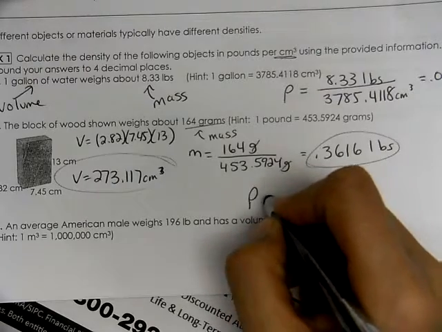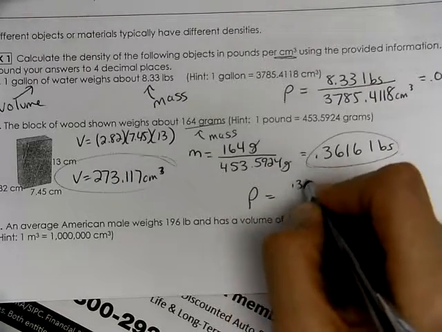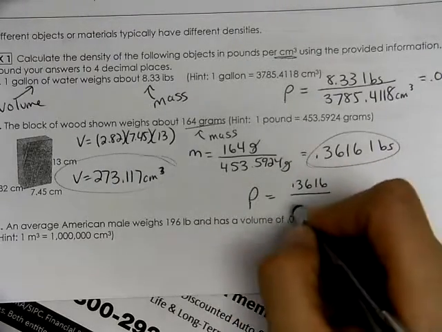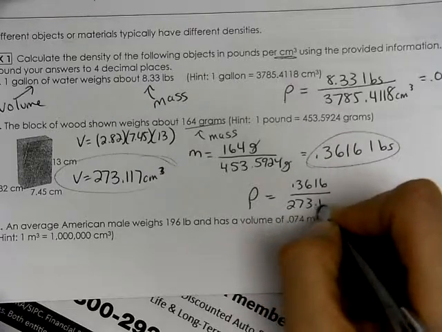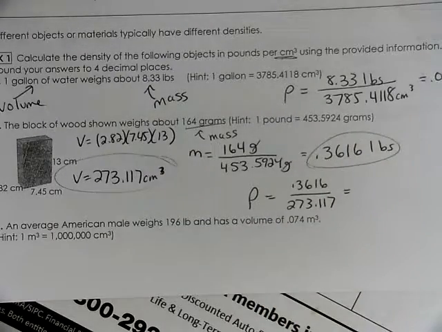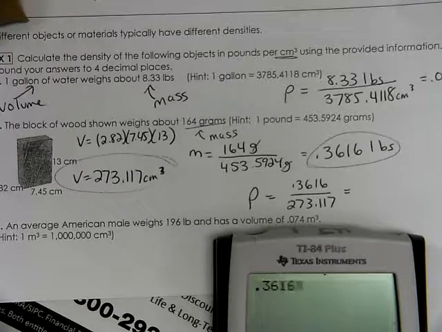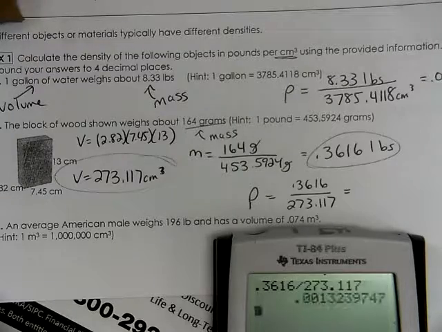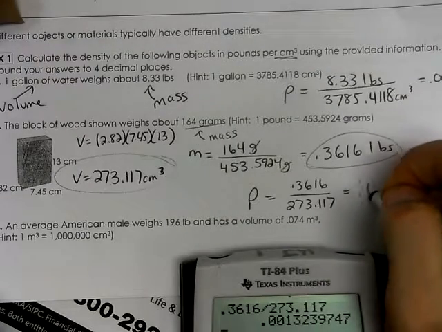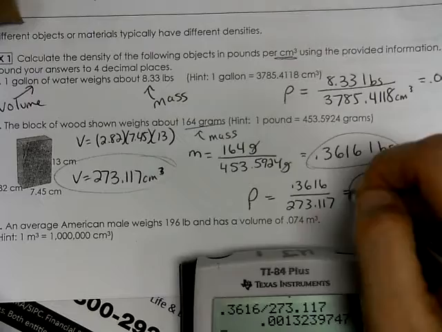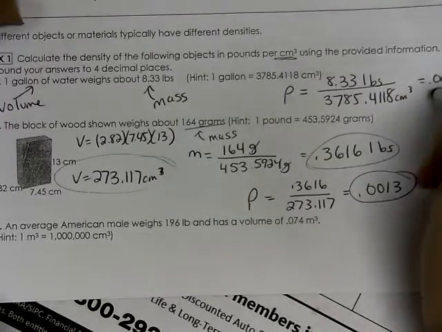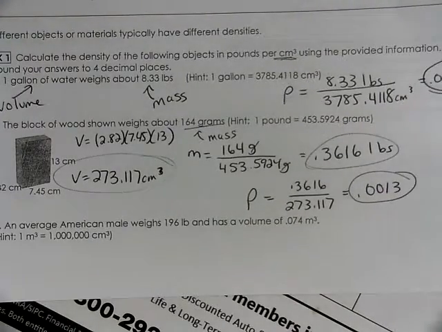So rho is 0.3616 divided by 273.117. These are going to be small numbers. That's okay. 0.0013. So that's the density of the block of wood. We got the density of water.